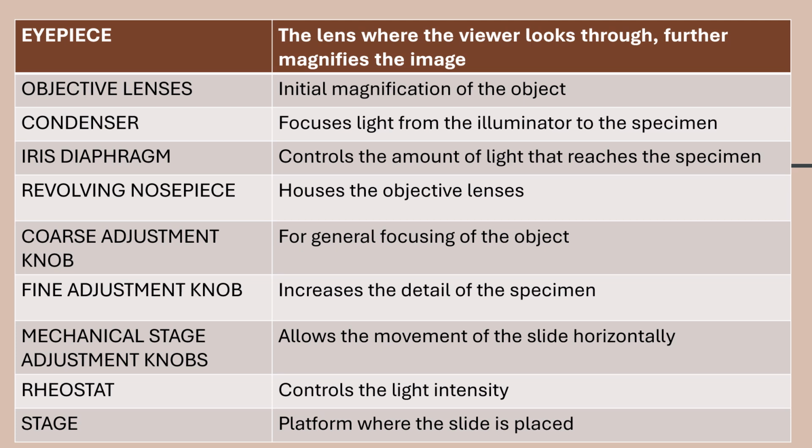And then finally, of course, you have your interpupillary adjustment. This one is adjusted to match the distance between the user's eyes. Your interpupillary adjustment is seen in binocular microscopes. This one is absent in microscopes that are not binocular.